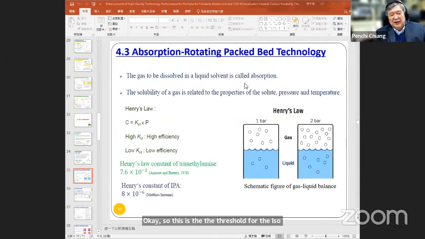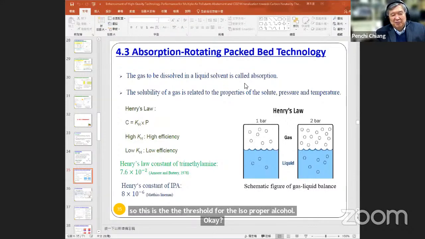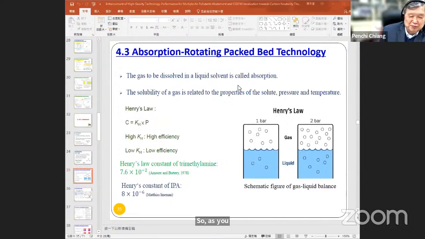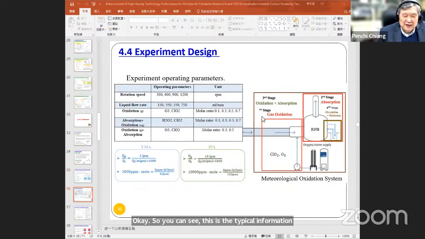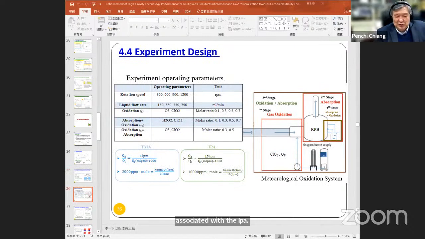Okay, so as you know, that's for the VOC control principle. Obviously, we have to go back to Henry's law and Henry's constant, because this is the kind of absorption phenomenon. So you can see this is the typical information associated with the IPA. Then I will try to introduce the technology and the experimental work to all of you.